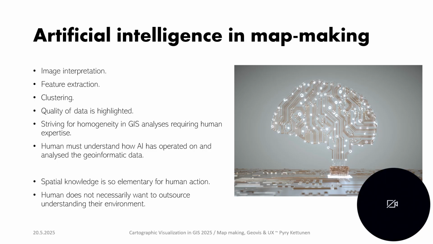And then one thing that we often see also in cartography and in geoinformatics and in geospatial science is that spatial thinking is so essential for us as human beings. So we want to understand what we have around us and how we act in that environment. So maybe we wouldn't even like to give too much of that automatized.